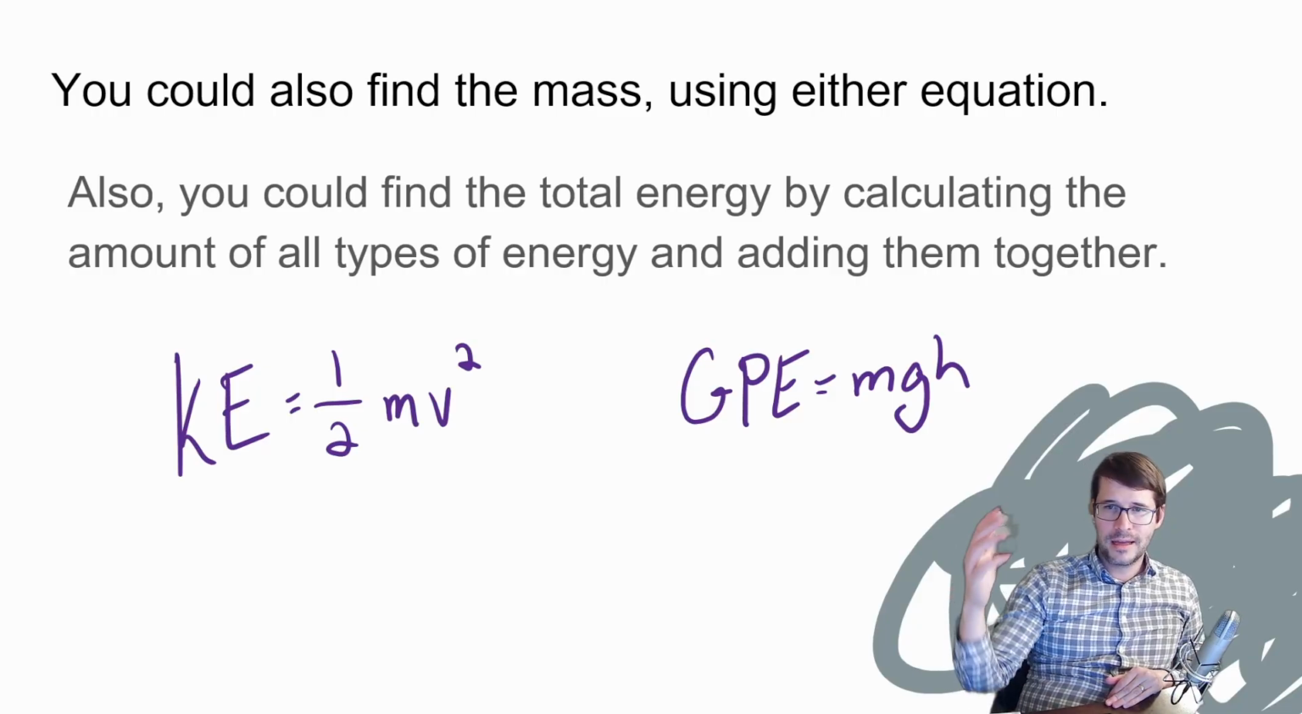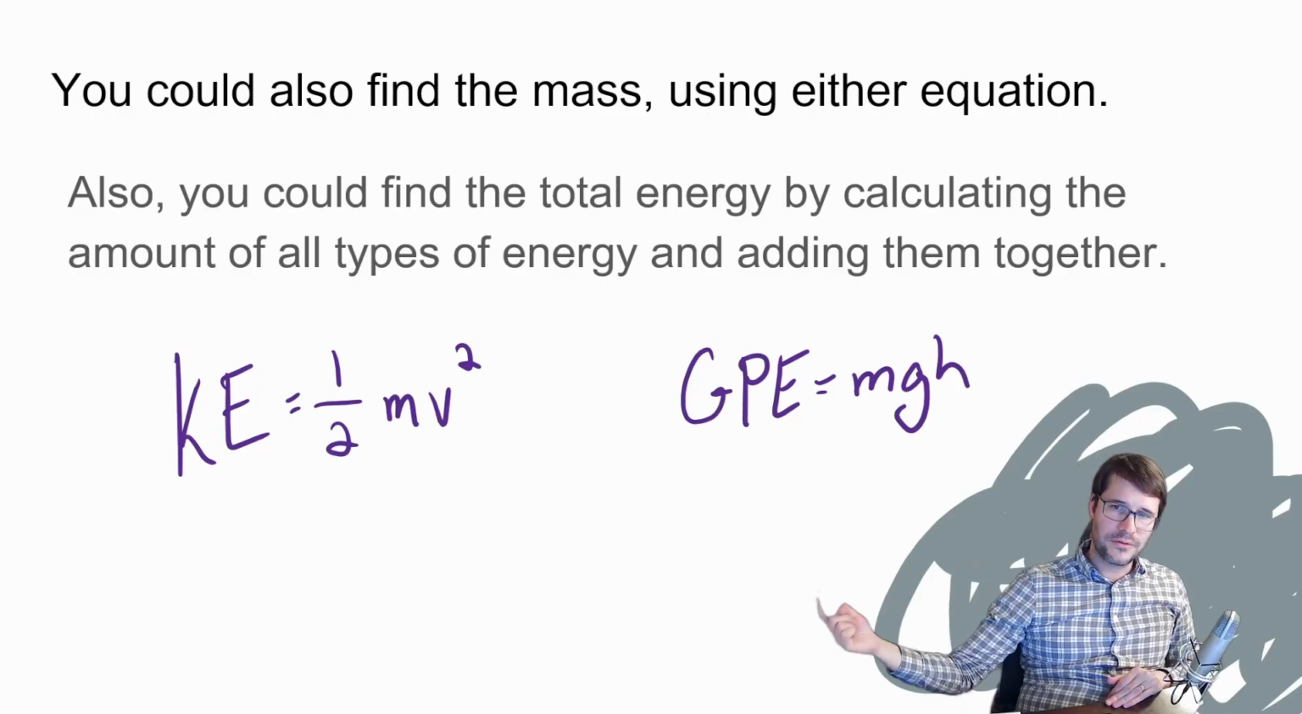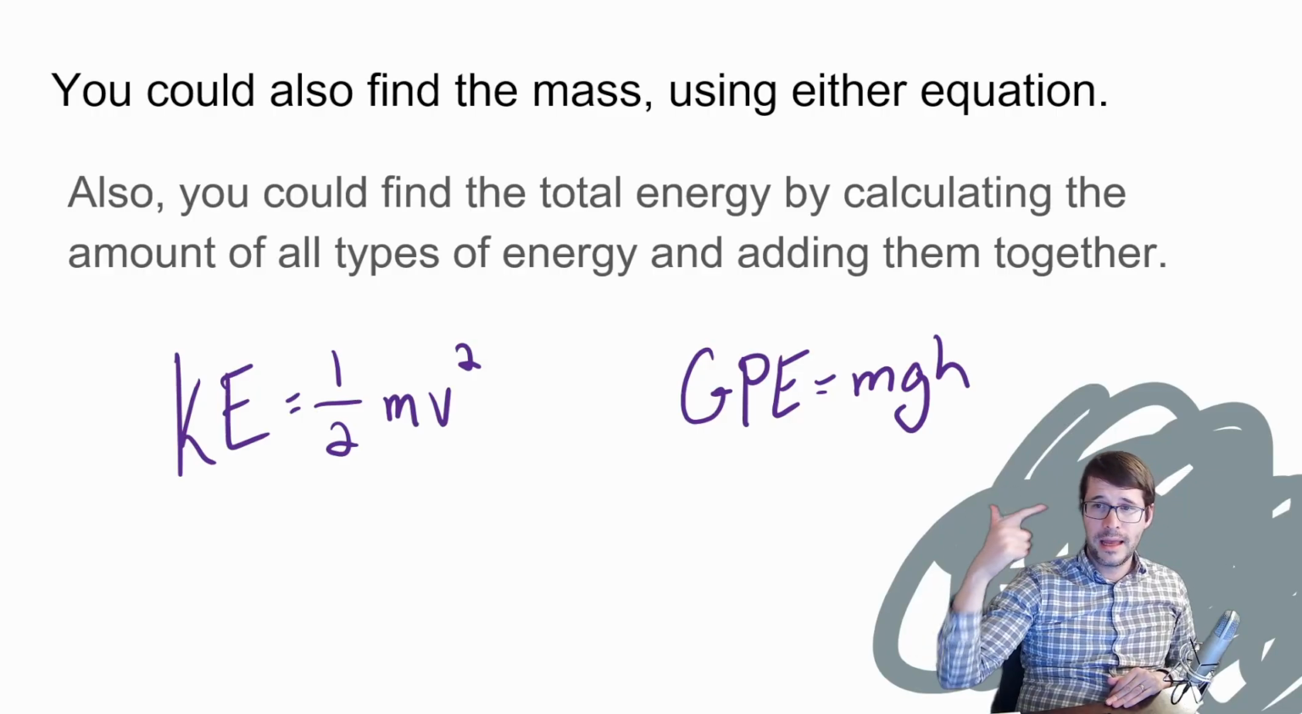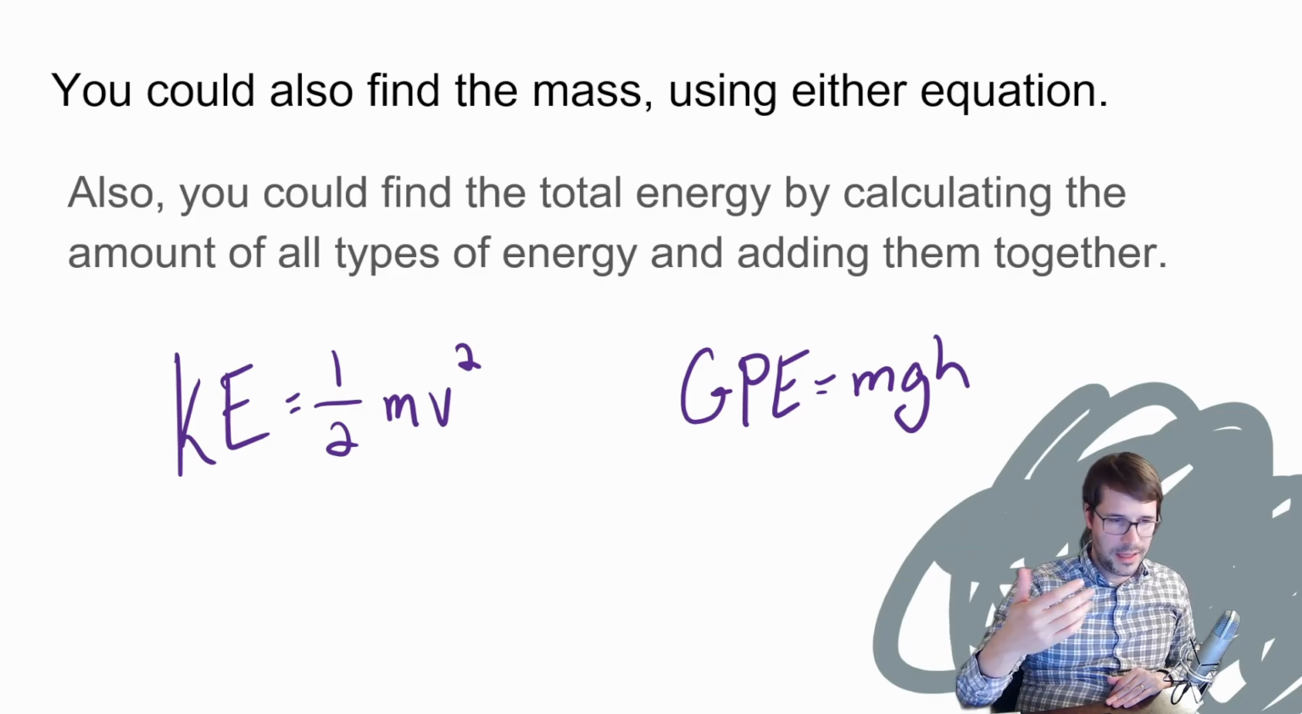Also, another thing you can do with this is if you have a thing that's flying through the air and moving at the same time, you could calculate both the kinetic energy and the gravitational potential energy. You can add them all together. And maybe if there was spring energy too, you could calculate all three of those and add them all together.